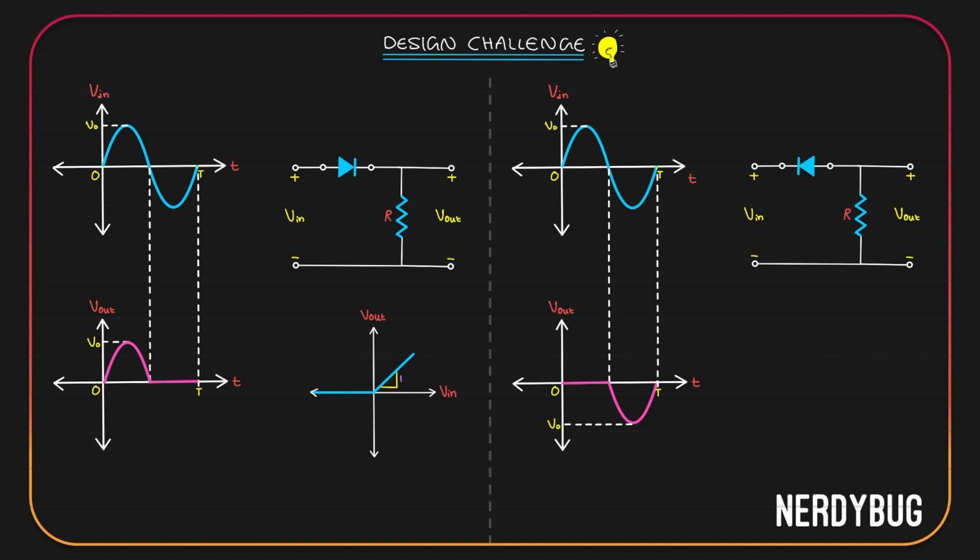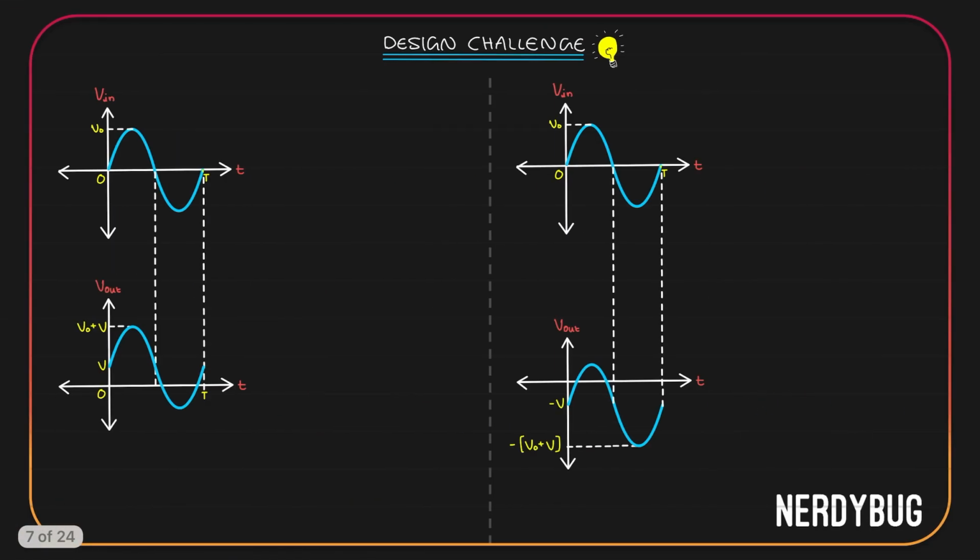If we draw the input-output characteristics, this is what we get. When input is positive, output is 0. So we get a horizontal line on the x-axis. When input is negative, we get output is equal to input. So we get a straight line with slope equal to 1. Well, this was easy. Let us see the next challenge.